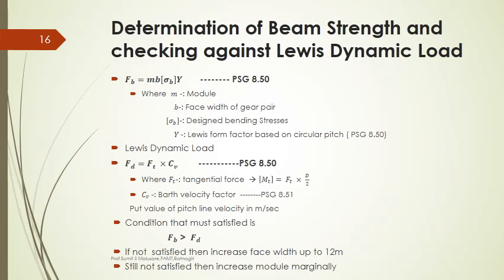FD is equal to FT into CV, where Ft is the tangential force. We can calculate it from the torque. Already we have calculated the value of torque, then calculate the tangential force from it. Then Cv is the Barth velocity factor. Again there will be 3 to 4 formulas given. So as per the initial assumption regarding the gear grade, select the appropriate formula and calculate the value of Cv. In this formula of Barth velocity factor, put the value of pitch line velocity Vm in meters per second. Now put all the values and calculate the value of dynamic load. So for a safe design, beam strength should be greater than the value of dynamic load.